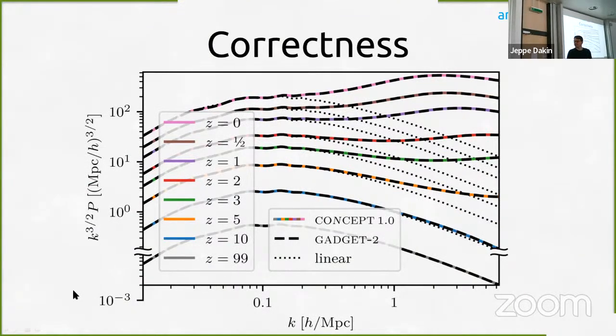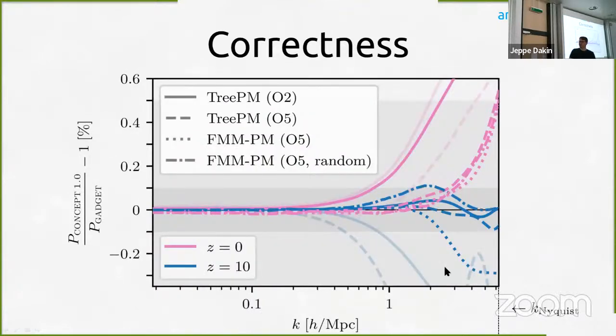Let's see if CONCEPT actually agrees. Does it agree with other simulation codes? I have a bunch of power spectra at different times compared to the Gadget 2 code. And at least at this absolute scale, it looks like it works very nicely. But of course, we need to take the ratio of power spectra to really see the details. So here blue is early time and pink is today. And this is the ratio of power spectra. We see at early times, the relative difference between CONCEPT and Gadget is about 1 per mil at all scales, which is rather amazing.